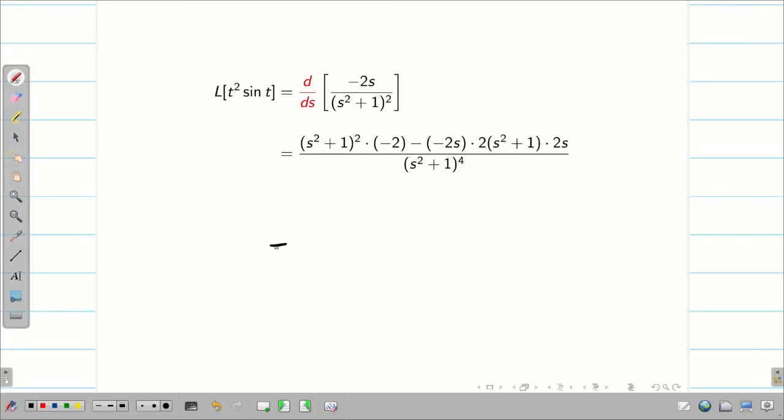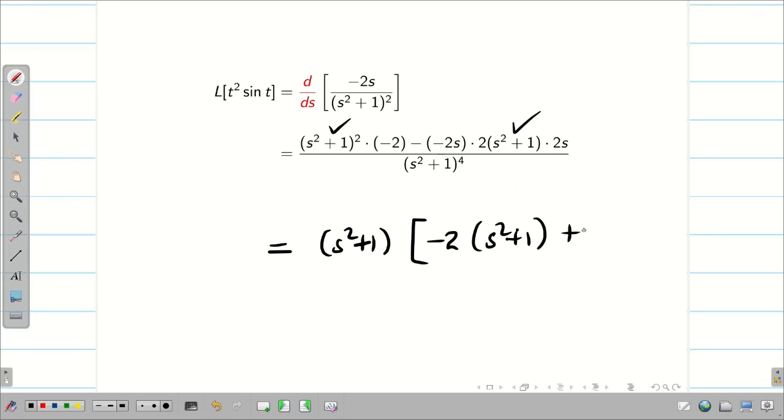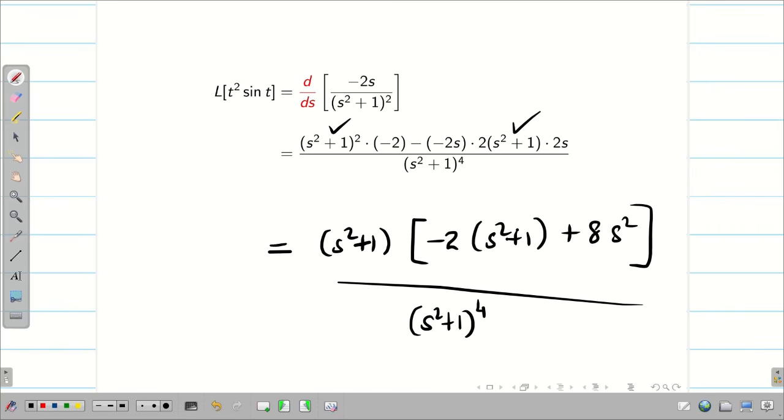Next we have to simplify this. We can see s square plus 1 is common. If I take s square plus 1 common, we get minus 2 times s square plus 1, minus into minus plus 2 into 2 into 2, 8 s square. Denominator we have s square plus 1 whole power 4.